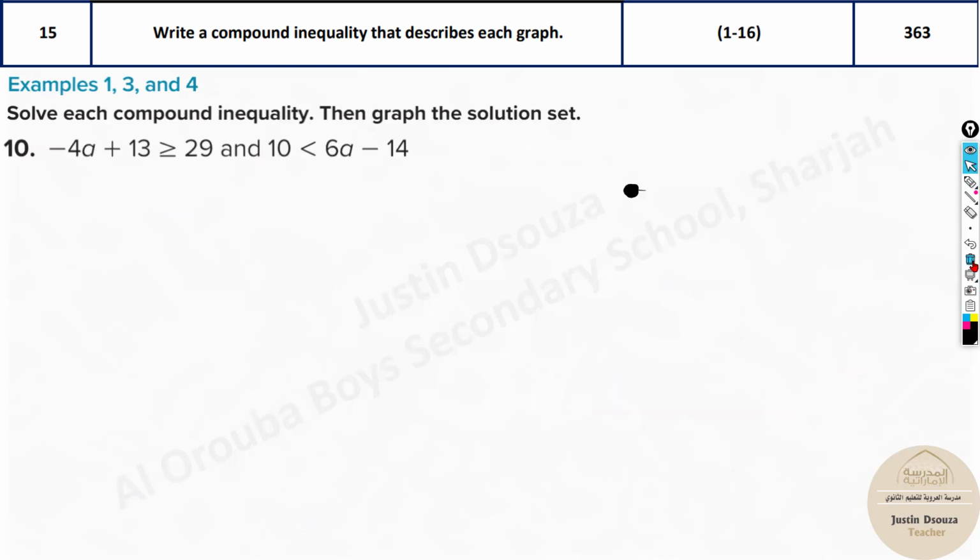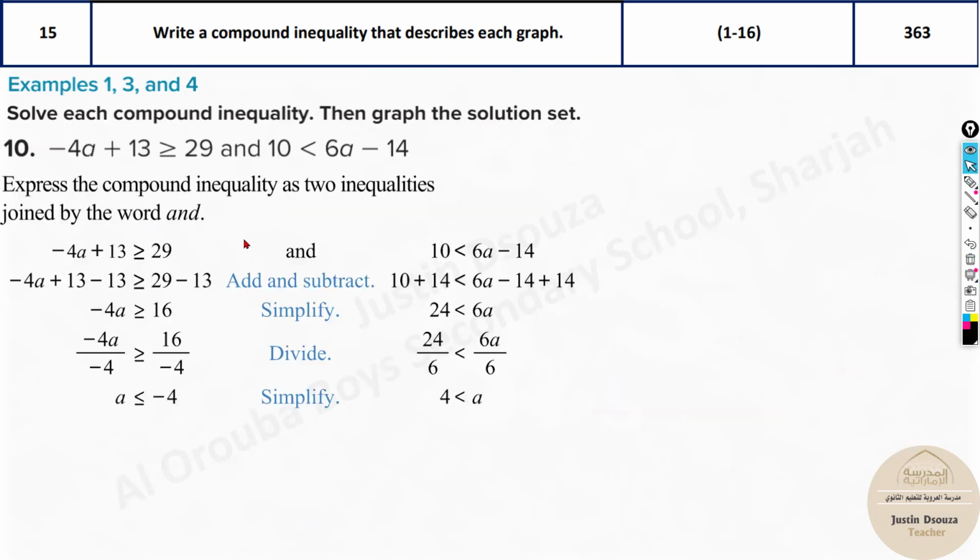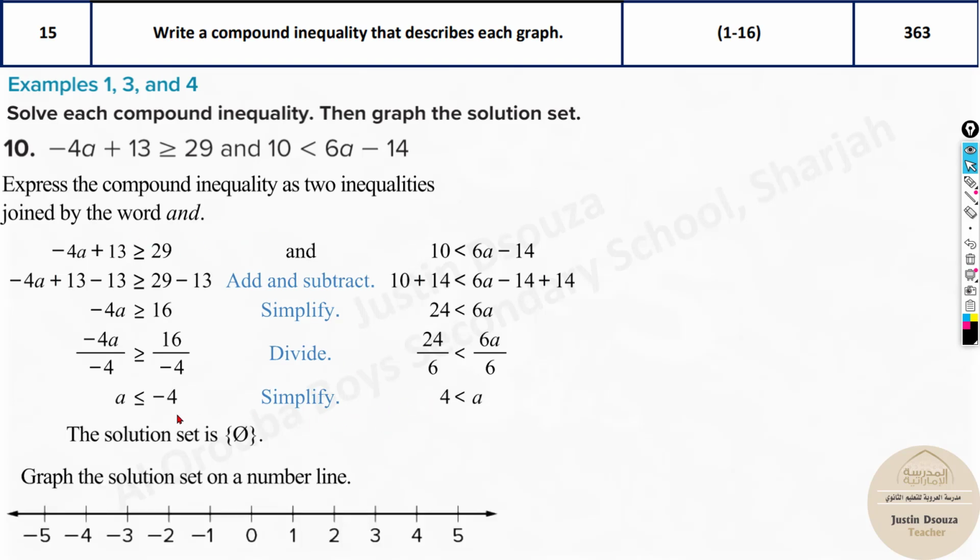Now then we will move over here. Next problem is again a similar one. Here, let's look over here. A is less than or equal to minus 4 and 4 is less than A. Let's write A first and then we will see. A is less than or equal to minus 4. Okay. That means from here, all solutions to the other side. And over here, A is greater than 4.